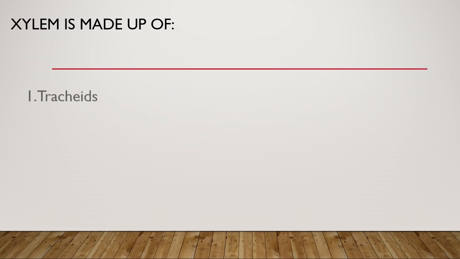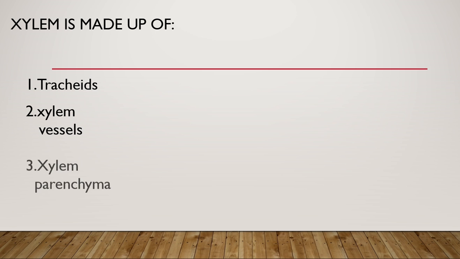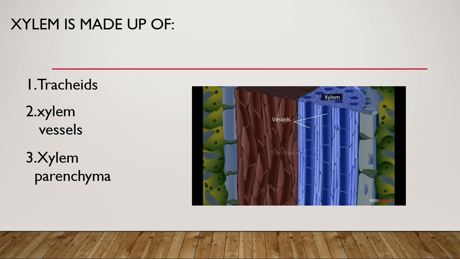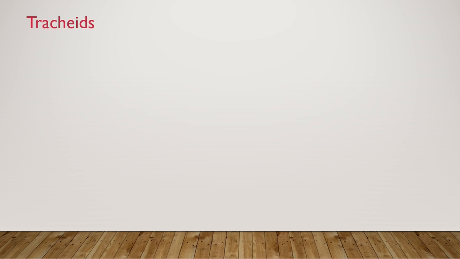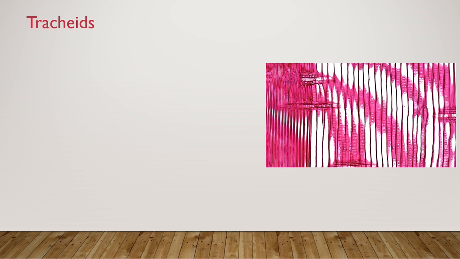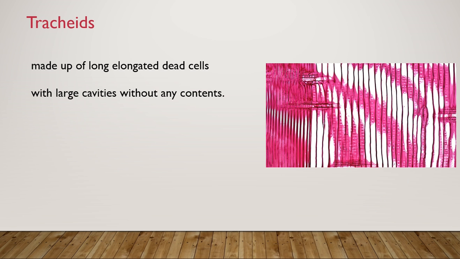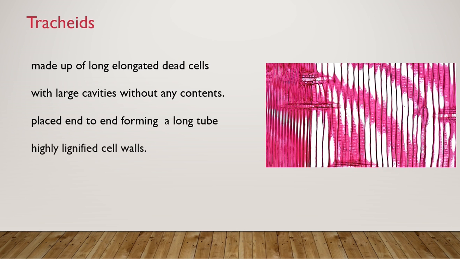The xylem tissue is made up of the tracheids, the xylem vessels, and the xylem parenchyma. Now we'll talk about the tracheids. Tracheids are made up of long elongated dead cells with large cavities without any contents. They are placed end to end forming a long tube. They have highly lignified cell walls and they provide mechanical thickenings in their walls.